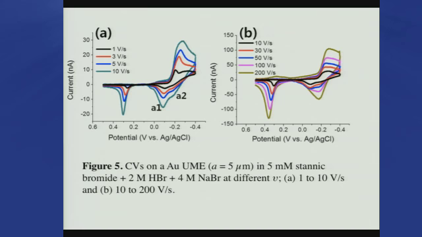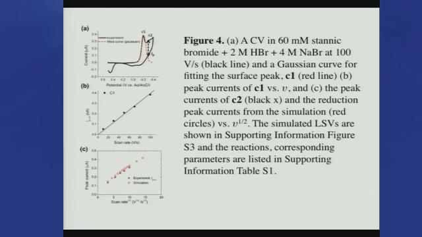This is just showing that if you try to do cyclic, you see these surface waves get bigger and bigger here and distort the voltammogram. It also shows that, in fact, as you start to plot this, it goes as proportional to the scan rate, not the square root of the scan rate.